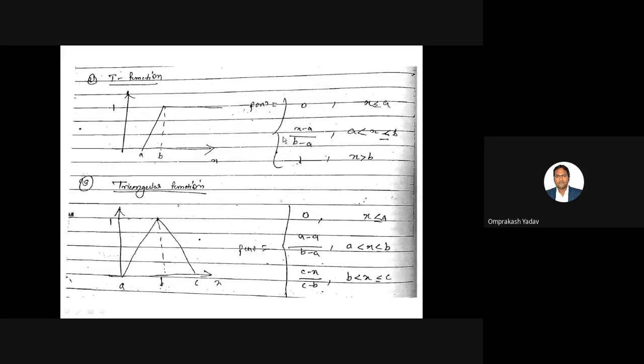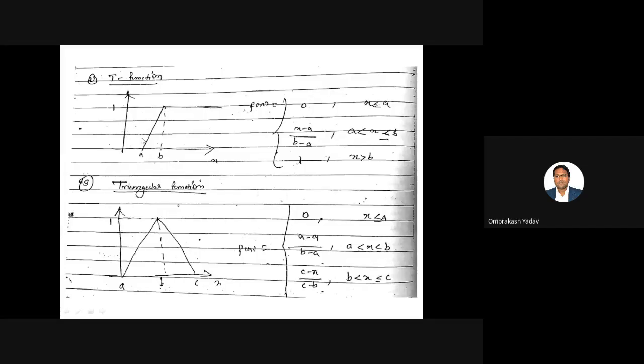So let's write the equation for this particular t function. When the x value is less than or equal to a, I am saying it's 0. Then if the value of x is between a and b, this is the line, right? So this line is an increasing line. From a to b, it's increasing. Now we have to write the equation for this particular line.